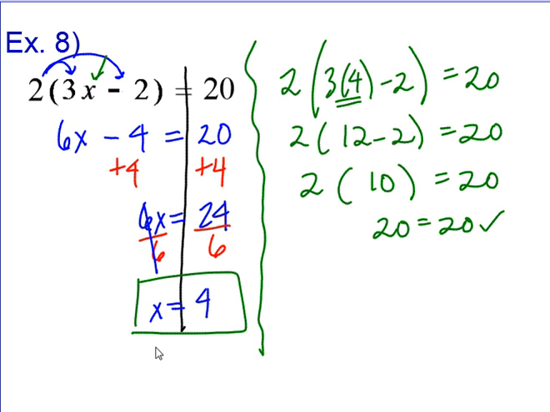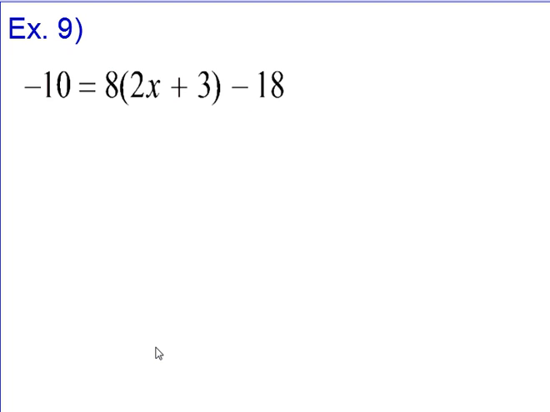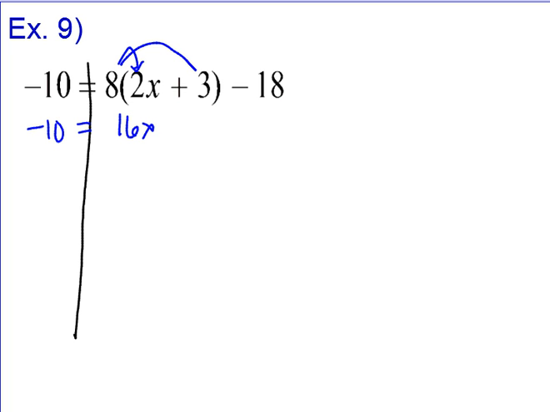Let's do one more problem where we're kind of doing everything all together. Here we have negative 10 equals 8 times 2x plus 3, and we're going to subtract 18 from that. So we're going to work on the right side, and we don't really care which side we're working on, just we're working on the side where the variable lies. So here we have 8 times 2x, which would give us 16x, and we're also going to give the 8 out to the 3, and 8 times 3 is 24. We do not give the 8 to the negative 18 because it's not in the parentheses, so it's just going to come along for the ride.